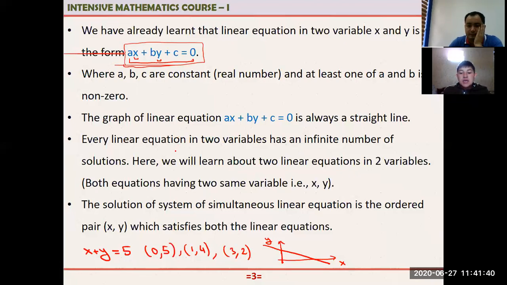Both equations have the same two variables. This means, in this example, x and y. Okay. Next. The solution of a system of simultaneous linear equations is the ordered pair x and y, which satisfies both linear equations. Okay.